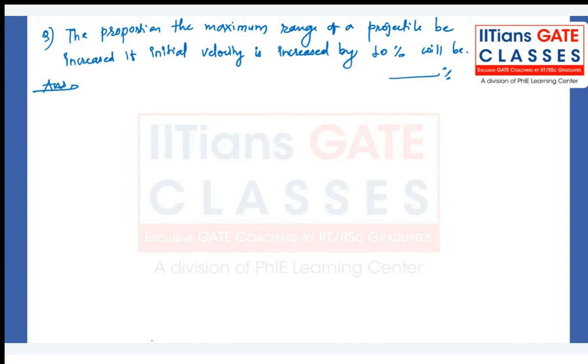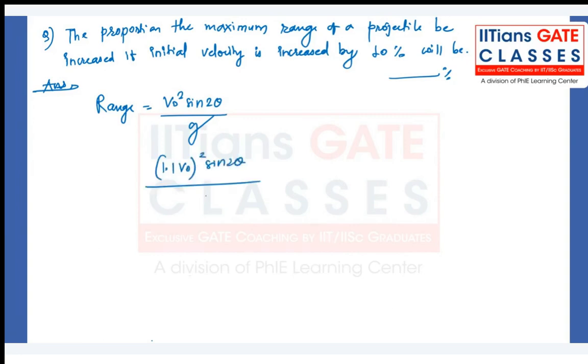21%. Yes, Shivam, you are right. What is the value of range? Range is V naught square sine of 2 theta by g, right? What I'm saying is the initial velocity is increased by 10%. Means initial velocity is 1.1 V naught, so range is (1.1 V naught) square sine of 2 theta by g. And if you solve it, what you'll get is 1.21 V naught square sine of 2 theta by g.